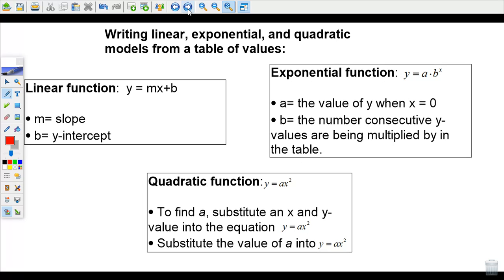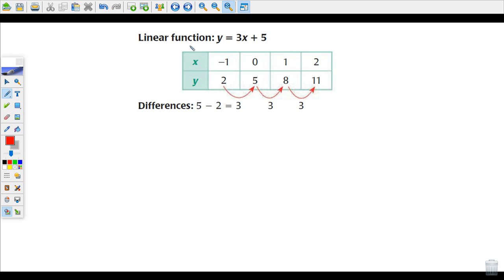Like I said, we're going to skip over writing the actual functions. In this video, we're just going to talk about deciding which represents linear, exponential, or quadratic. But here's what you could do to write the actual models.